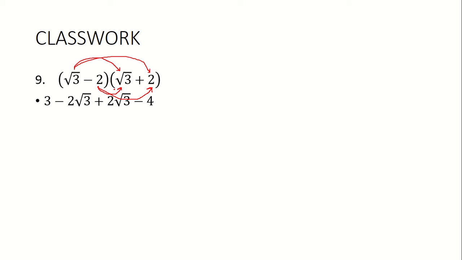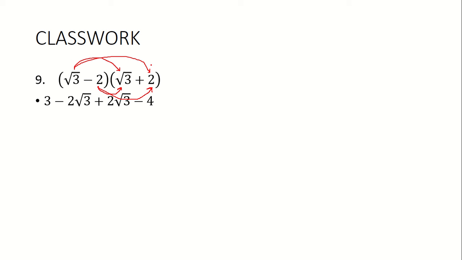When brackets are exactly identical, however, the only difference is plus and minus between the terms, then you must just multiply the first terms and the last terms only. You don't need to FOIL out by multiplying the inner and the outer, right? You just multiply the first and the first and the last and the last. That's all you have to do.